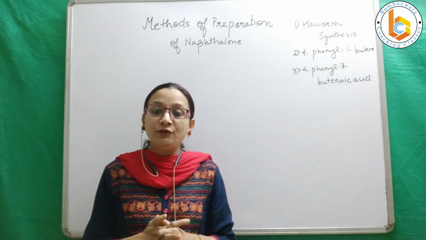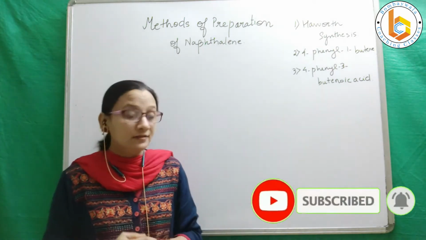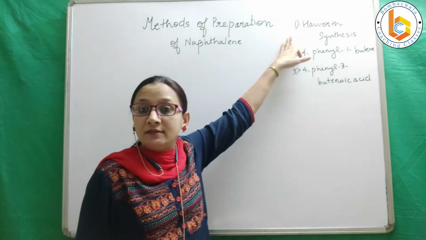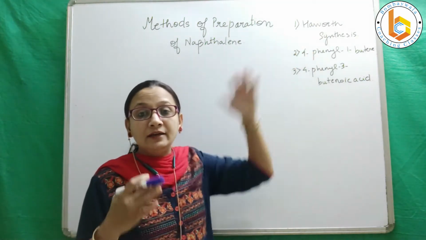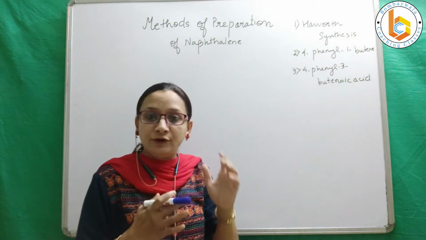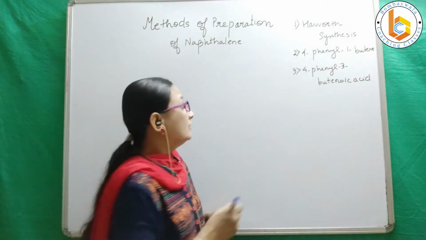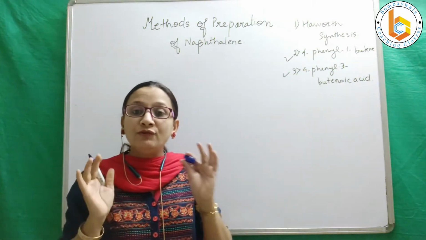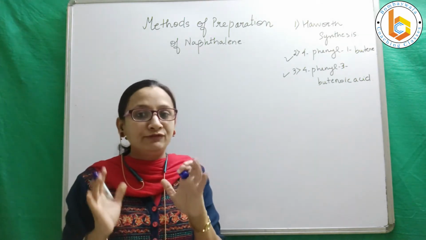Today we are going to talk about the methods of preparation of naphthalene. In our last video, we have already discussed the first method of preparation, which is Haworth synthesis. Remember, my dear students, we said that Haworth synthesis is similar for naphthalene, anthracene and phenanthrene. But these other two processes are different. So we are taking them as only methods of preparation for naphthalene, right?